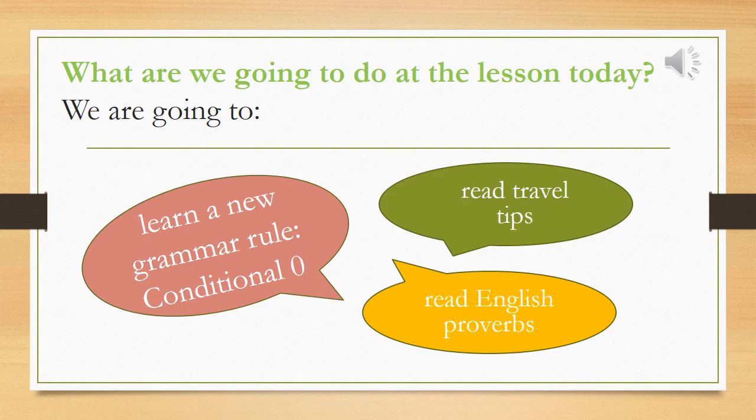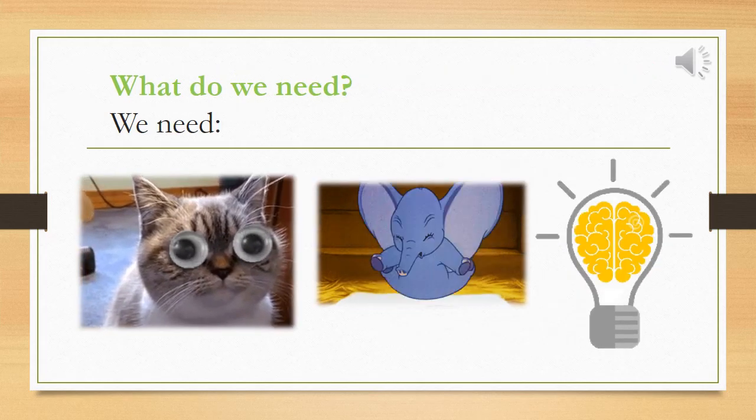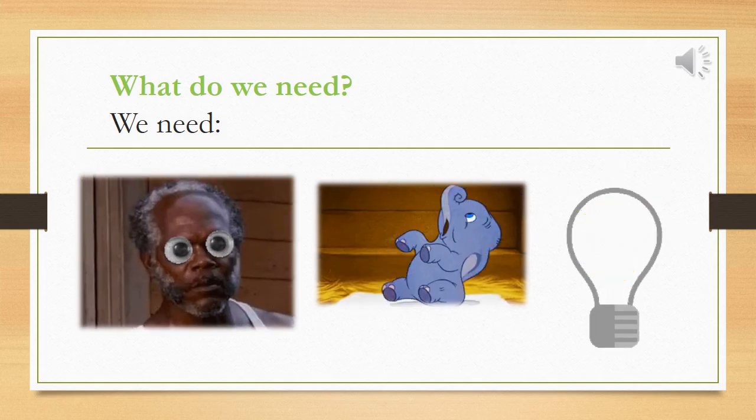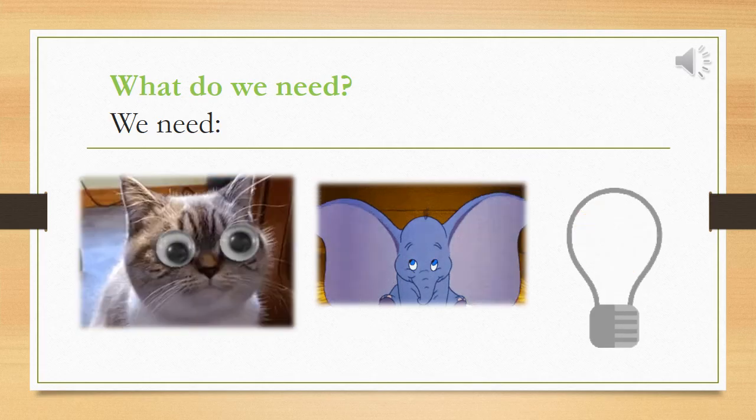What are we going to do at the lesson today? We are going to learn a new grammar rule, zero conditional. We are going to read travel tips and read English proverbs. Prepare your eyes, prepare your ears, and prepare your mind. Let's start.